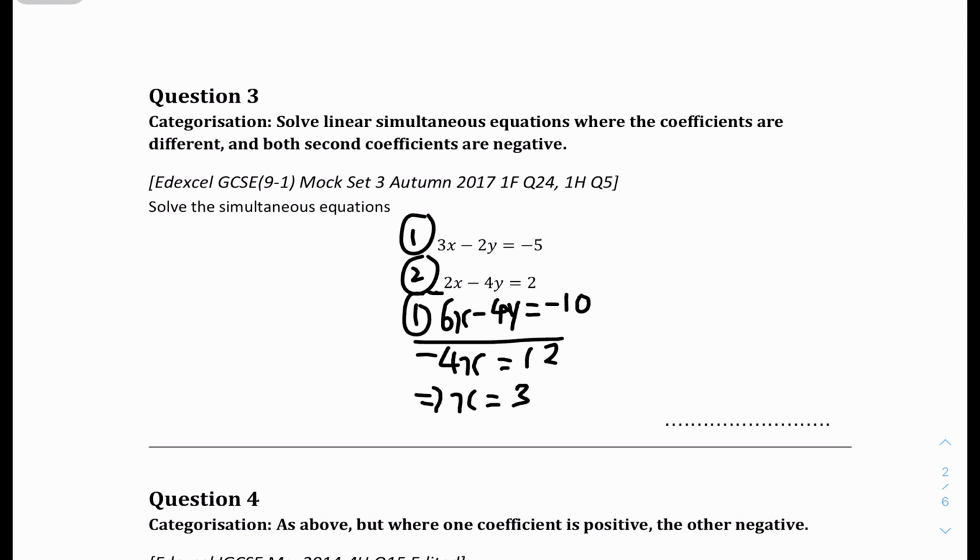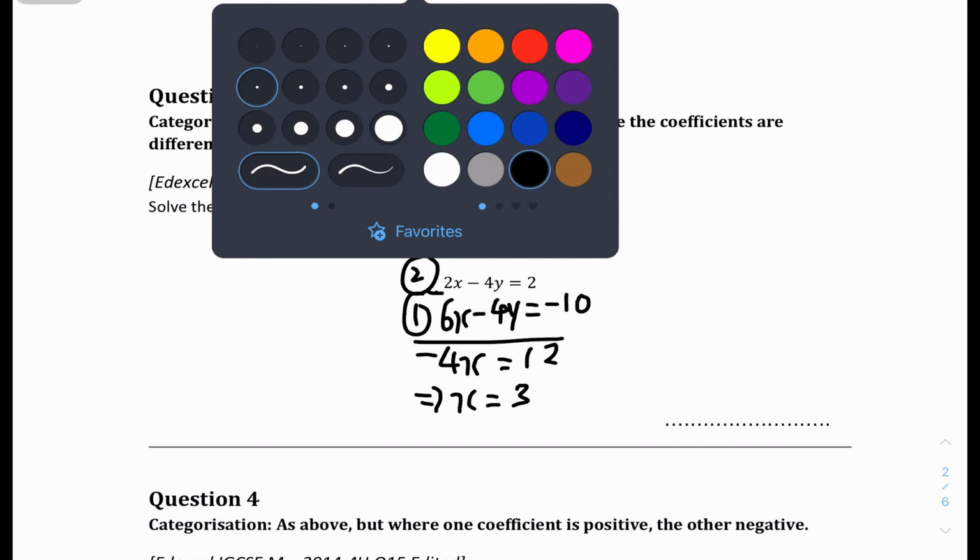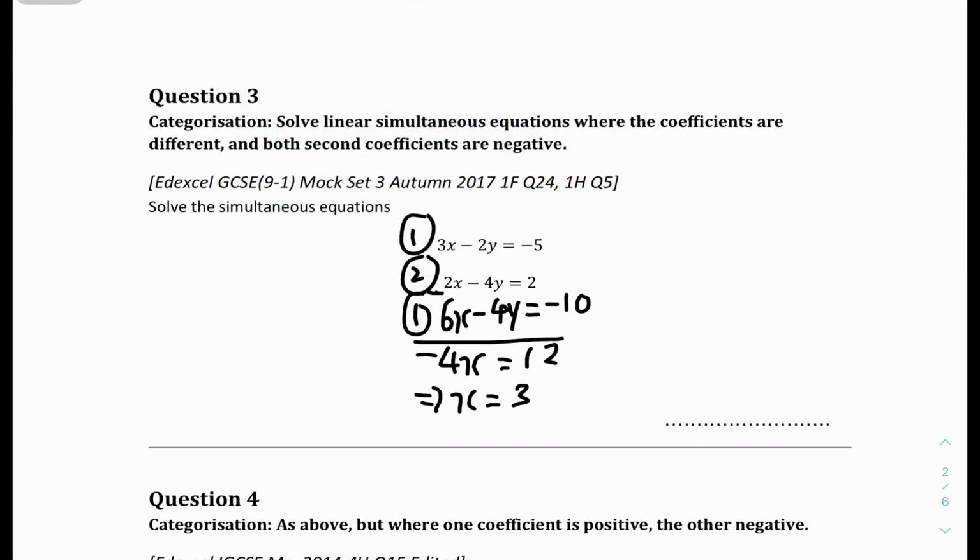Like so. So we can just put x equals 3 into the second equation to get 2 times 3 minus 4y equals 2. And 2 times 3 is 6. And minus 6 from both sides. And divide both sides by minus 4, will get us y equals 1. Therefore, when x equals 3, y equals 1.